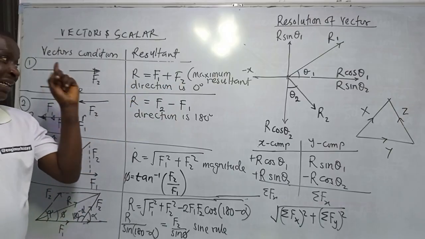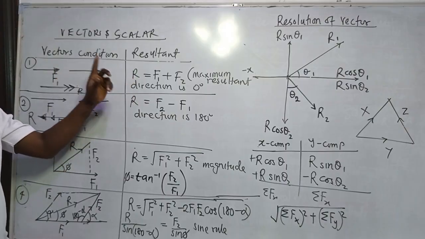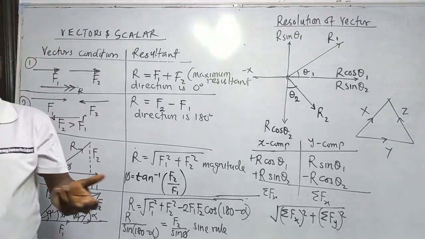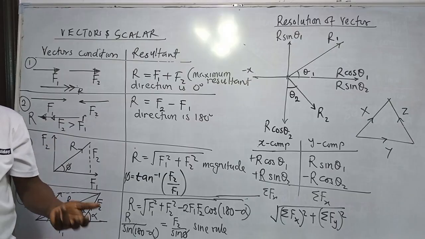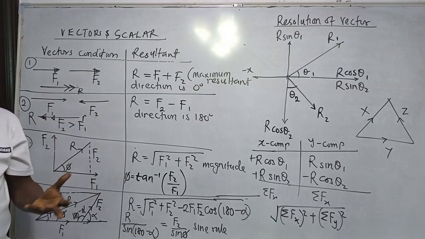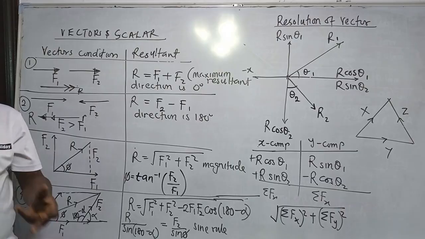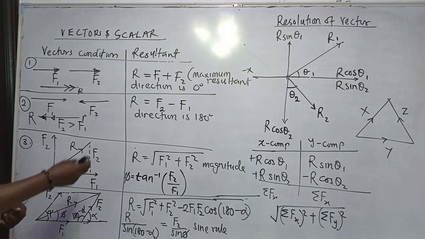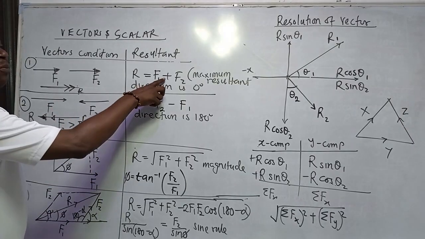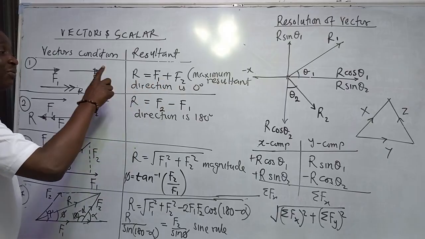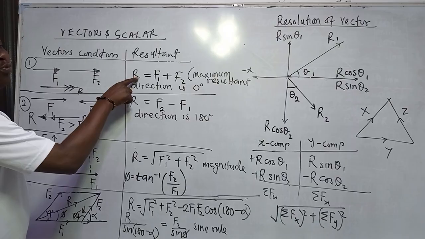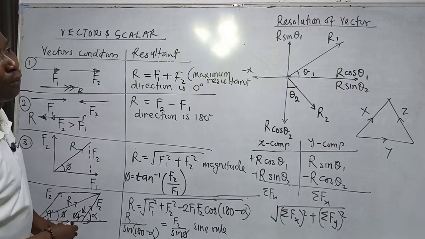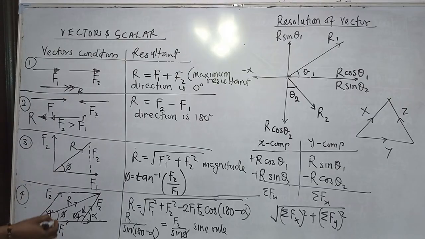But note, this particular case is where they can ask you, in what way can two vectors produce a maximum resultant? A, moving in opposite direction. B, at right angle. C, in the same direction. D, when they are moving at an angle to each other. The answer is, when they are moving in what? The same direction. This produces the highest resultant of two vectors.